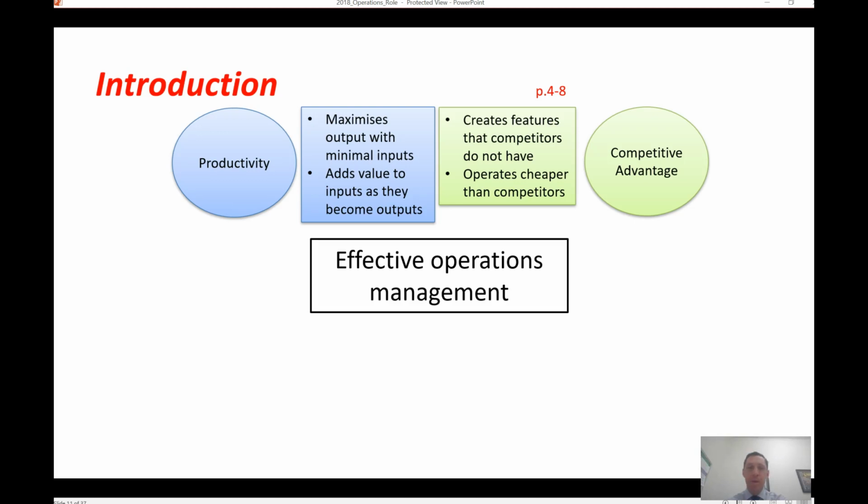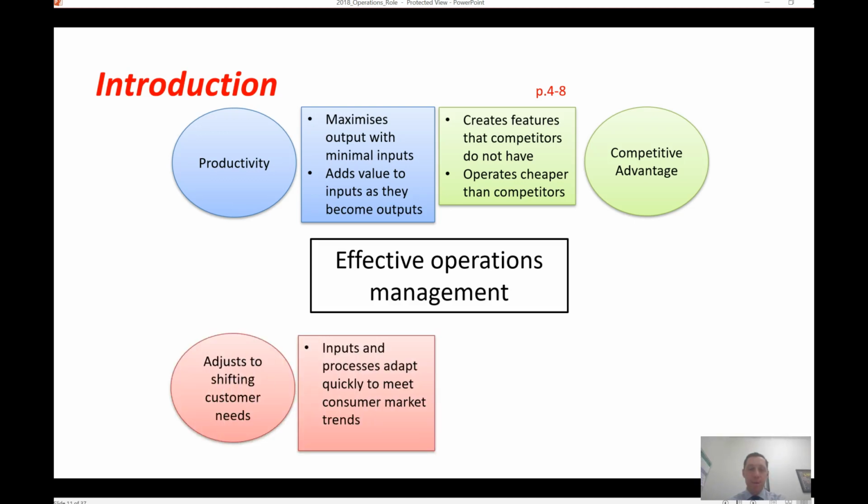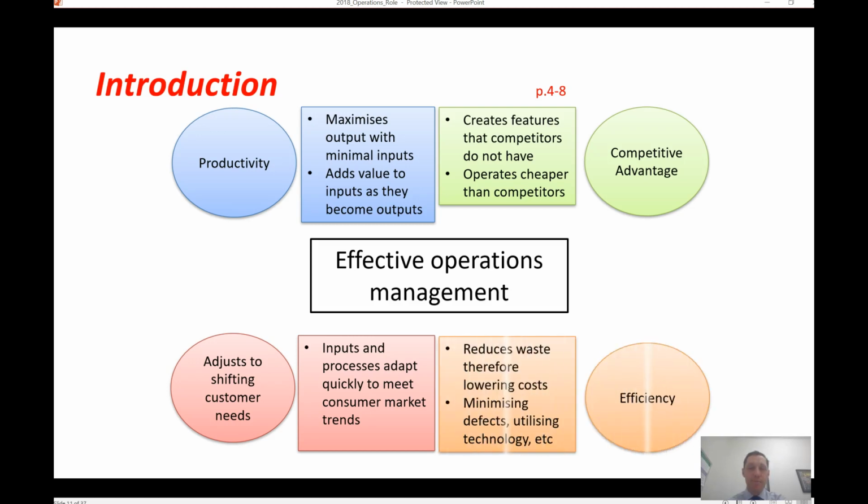It also relates to competitive advantage. So how do we create features that will make us better than our competitors? How do we ensure that our operations process is better than those of our competitors? How is Qantas's process better than Singapore Airlines or than Emirates, for example? How does that operations management make it a better business and better than its competitors? How does operations allow it to adjust to shifting customer needs? So choosing better inputs, for example, so that they can meet consumer trends.